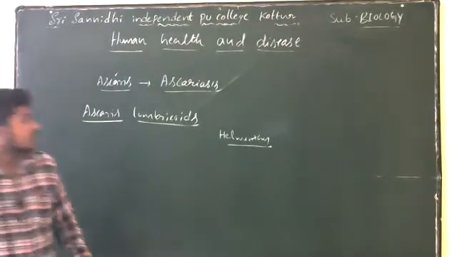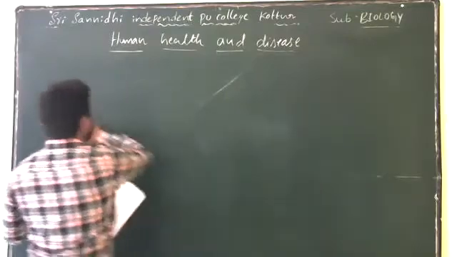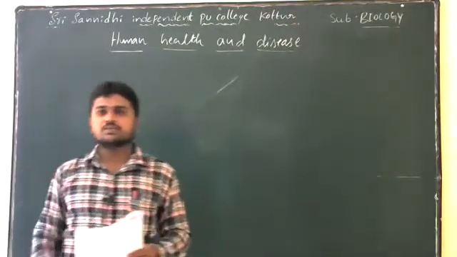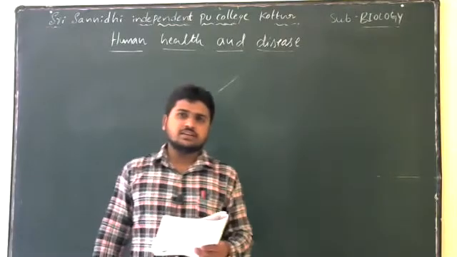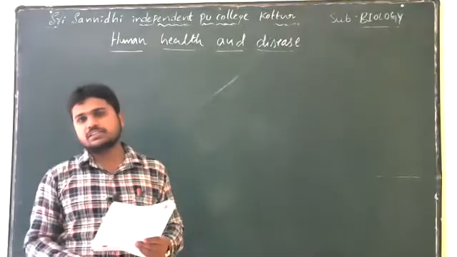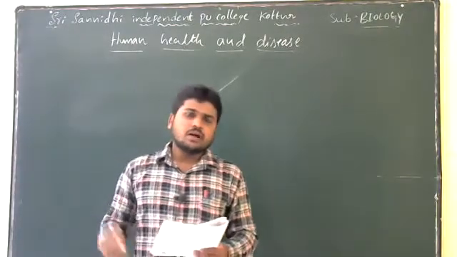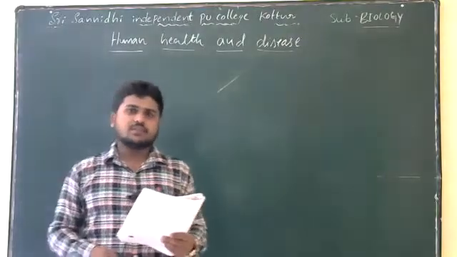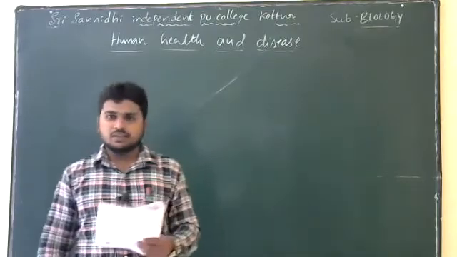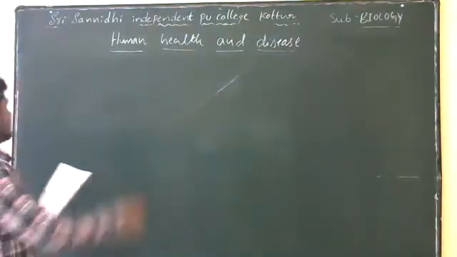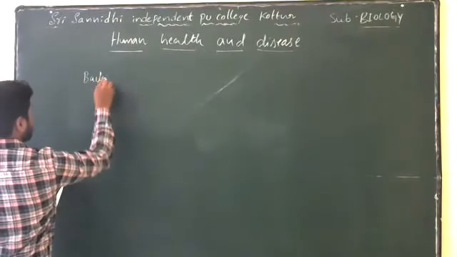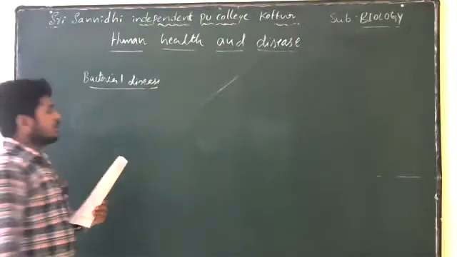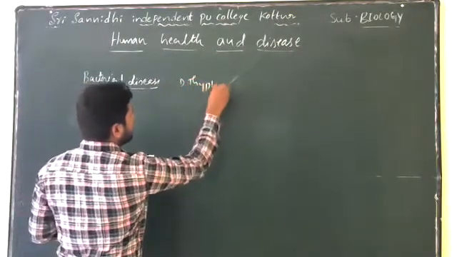In human health and disease, there are different types of diseases, whether infectious disease or non-infectious disease. Infectious diseases spread from person to person, and are also called communicable diseases. Non-infectious diseases are confined to the infected person only, so they are not spread. These are non-communicable diseases. In case of infectious diseases, for example, bacterial diseases, an example is typhoid fever.